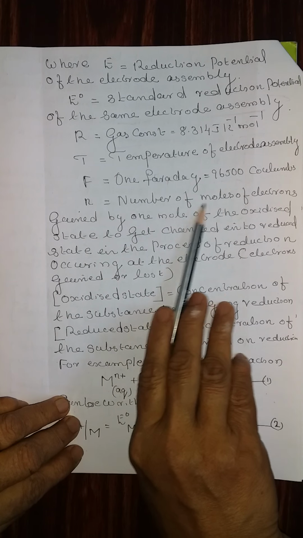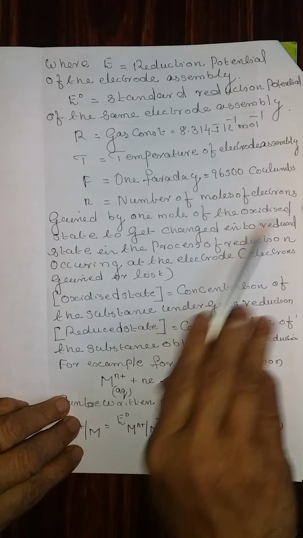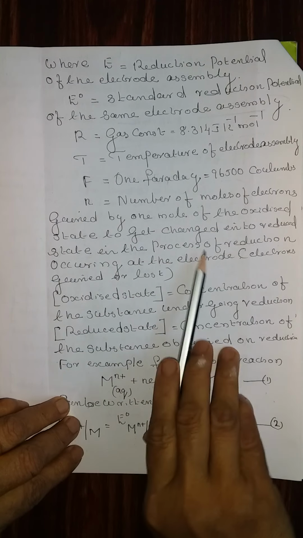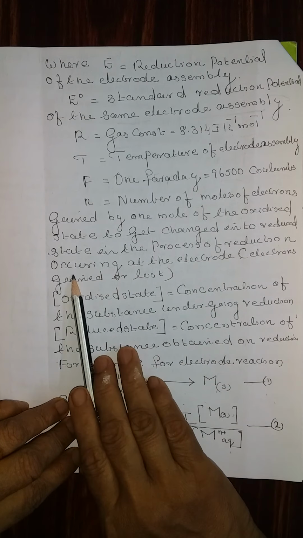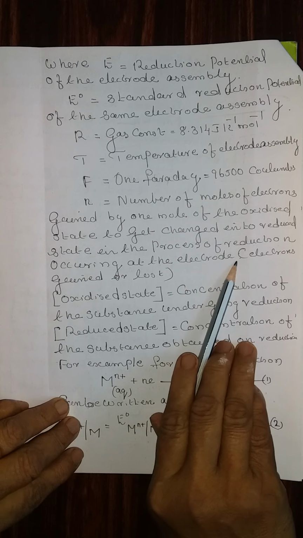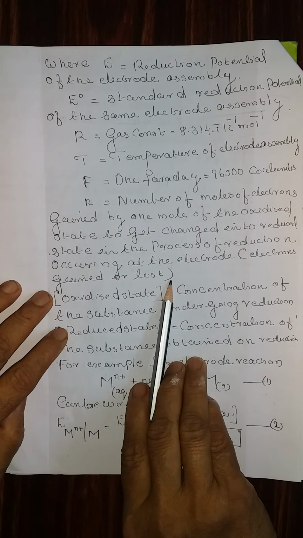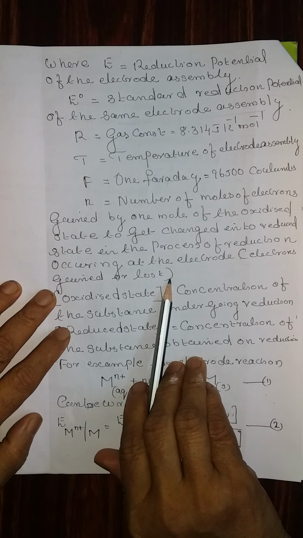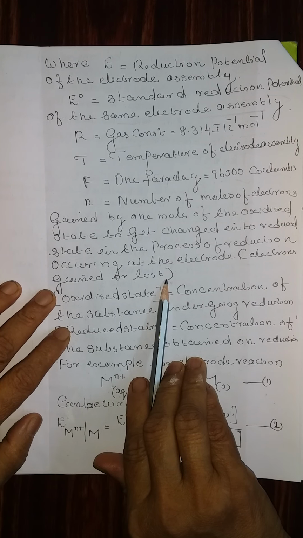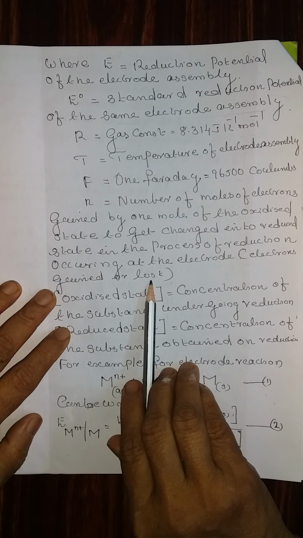N is equal to the number of moles of electrons gained by 1 mole of the oxidized state to get changed into the reduced state in the process of reduction occurring at the electrode. Electrons gained or lost: by the cell reaction, you have to find out the number of electrons gained or lost. If the electrons differ in number, you have to multiply with a number and make them equal, and then you have to find out the number of electrons gained or lost.